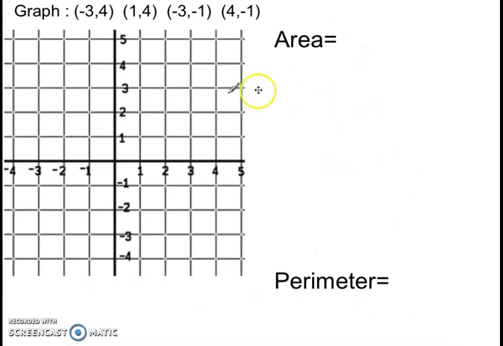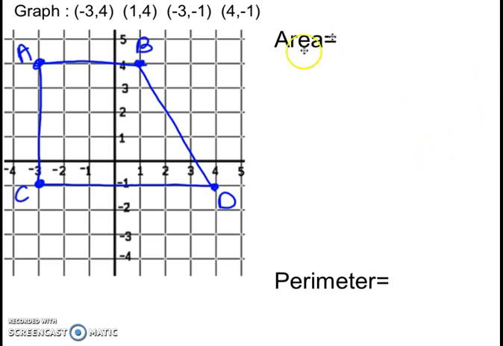And first off, we have to graph it to see what shape it's going to be. So (-3, 4). We can call that A if we want, even though they didn't give me letters. (1, 4), let's call it B. (-3, -1), let's call it C. And then (4, -1), let's call it D. So once I connect my shape, I notice that it's not a square, it's actually a little trapezoid. Okay?